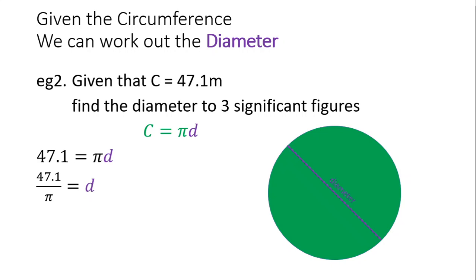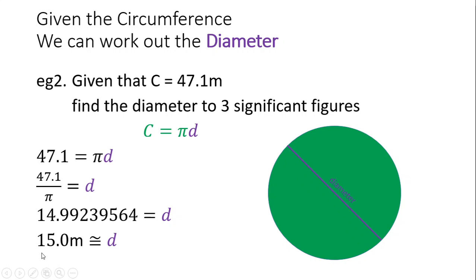So 47.1 divided by the pi button on my calculator gives me this long, horrible number. I can't write the whole thing out. It keeps going on forever. I've just written everything I could see, and I'm trying to get my answer to 3 significant figures, so 3 non-zero digits, the highest place values: 1, 4, point. Now here's a 9 with a 9 after it. That means it's going to round up. That's going to make this a 0. That's going to make that a 5. So that's going to be 15.0.